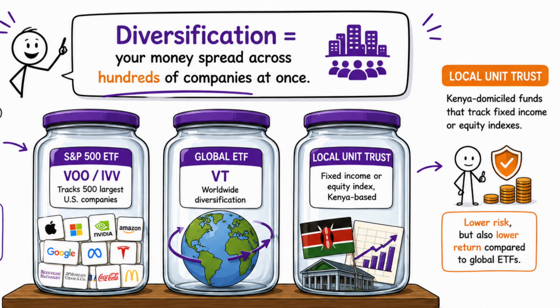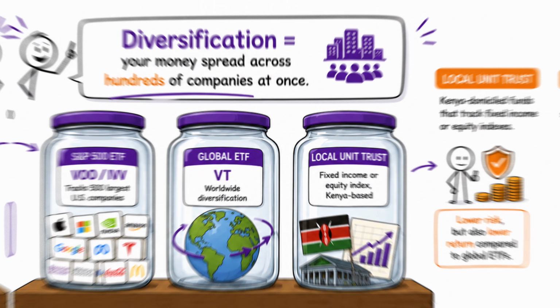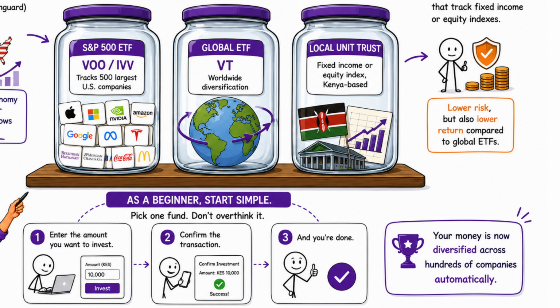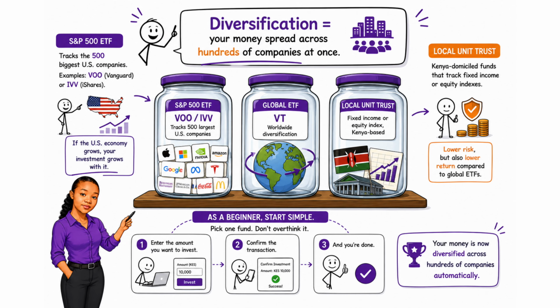Local unit trusts are Kenya-domiciled funds that track fixed income or equity indexes. These are lower risk but also lower return compared to global ETFs. As a beginner, start simple. Pick one fund. Don't overthink it. Enter the amount you want to invest, confirm the transaction, and you're done. Your money is now diversified across hundreds of companies automatically.